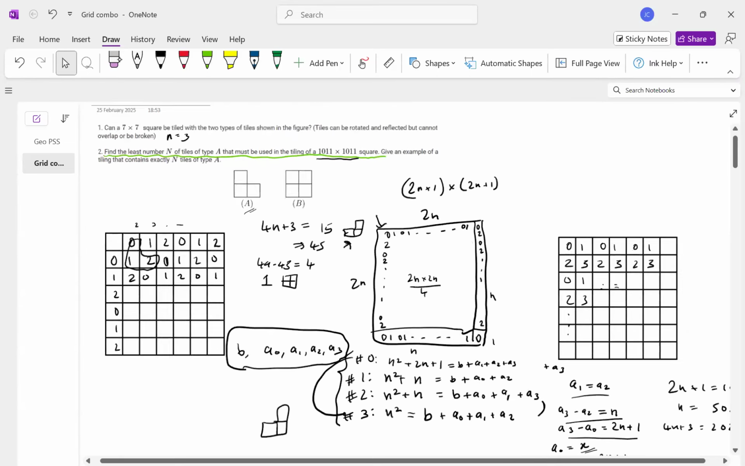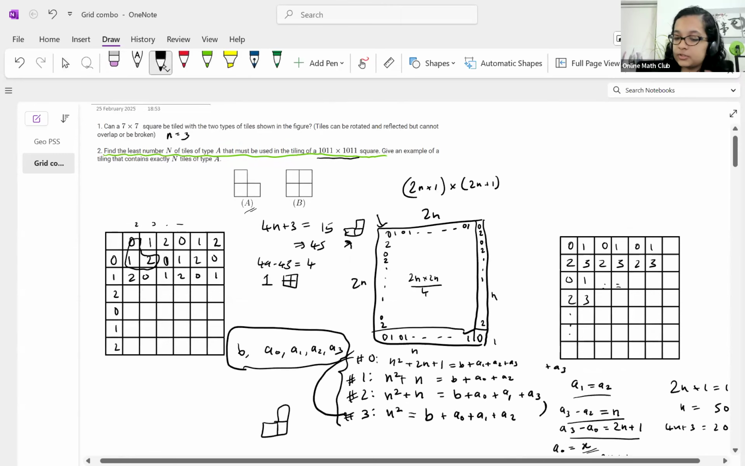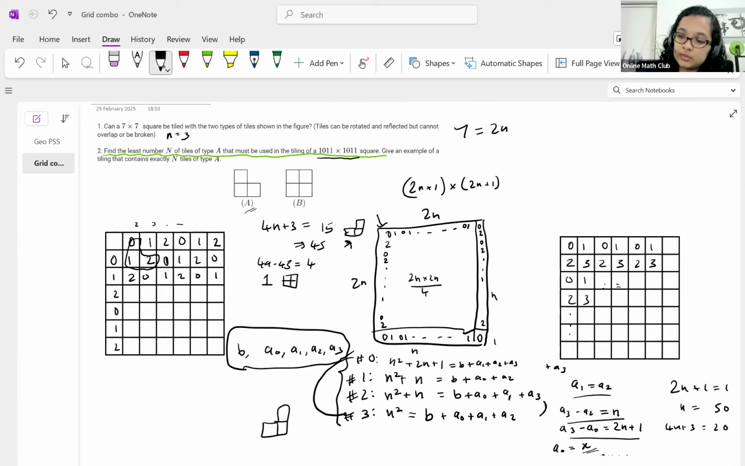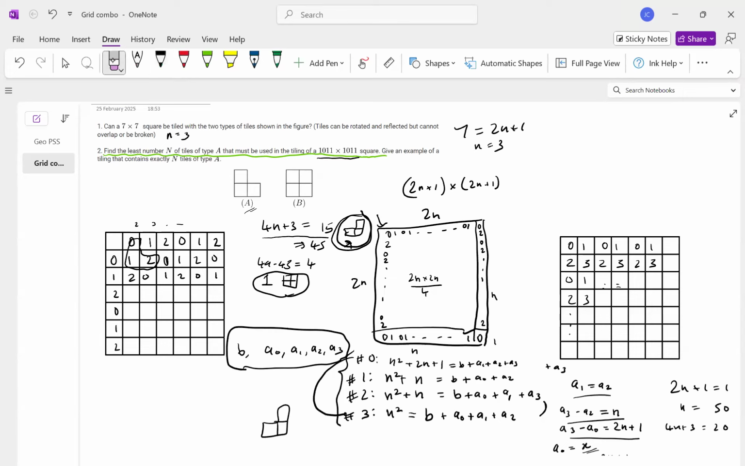Okay. So we are trying to find a construction for 7 by 7. So for 7 by 7, we are taking 7 equals 2n plus 1. So n equals 3. So in that case, you're getting 4n plus 3 is equal to 15. So by the bound we were doing, we must have at least 15 tiles of this type. But that means that 45 squares are filled with tiles of this type. So you have only 4 squares remaining, which means only one tile of this type can be used. Does that make sense? Yes, thanks. Yeah, no problem.